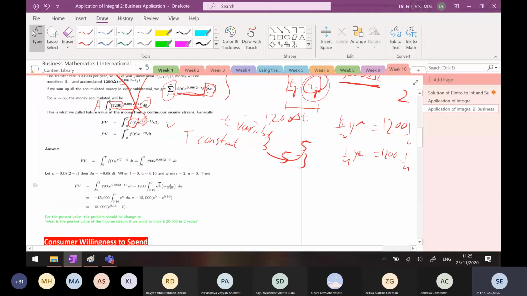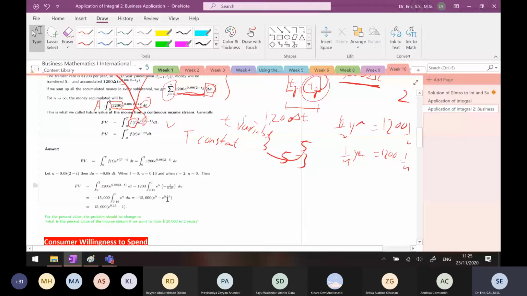And e to the u times minus 1 over 0.08 du. Don't forget, a constant can come out of the integral. So you have minus 1 over 0.08, which gives minus 12.5. The integral of e to the u du is e to the u, and you can just substitute 0 and 0.16. So you have e to the power of 0 minus e to the power of 0.16.